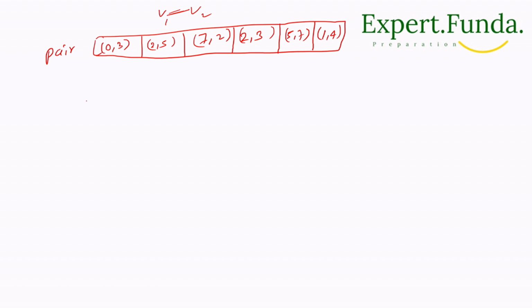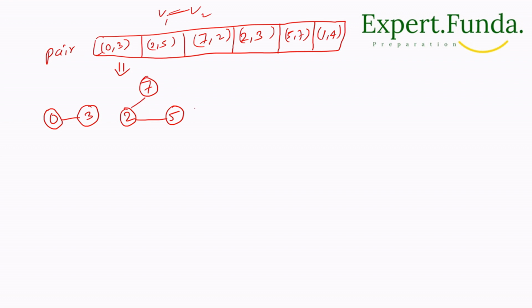If we draw this pair, what comes first is 0, 3. So I'll connect 0 and 3. So 0 and 3 will look like this, right? Now we have 2 and 5. So I'll take 2 here and 5 there. Now we have 7, 2. So I'll take the 7 here in between 2 and 5, and I will connect between these.